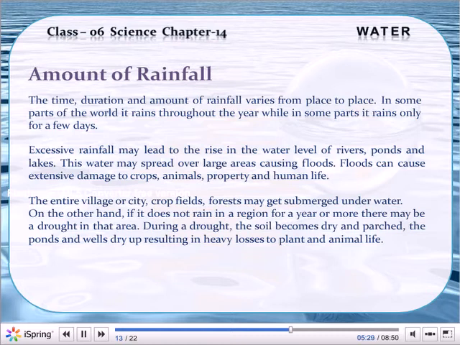On the other hand, if it does not rain in a region for a year or more, there may be a drought in that area. During a drought, the soil becomes dry and parched. The ponds and wells dry up, resulting in heavy losses to plant and animal life.